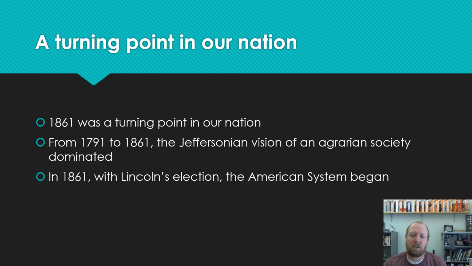Prior to this, the nation was really dominated by the Jeffersonian vision of the agrarian society, with political leaders elected from the South who represented that Southern agrarian view of a laissez-faire form of government. With Lincoln's election, we see the establishment of the American system. Started with John Quincy Adams, and now Lincoln establishes it, and it changes the outlook and the direction and even the philosophy of the role of the federal government.